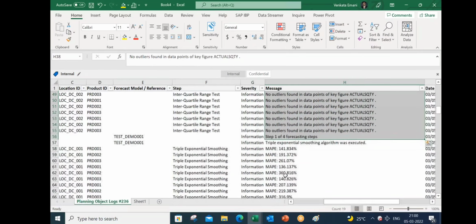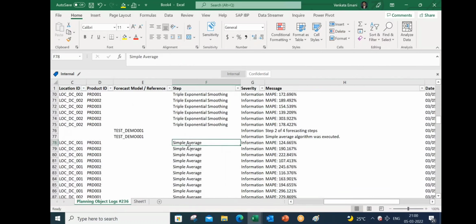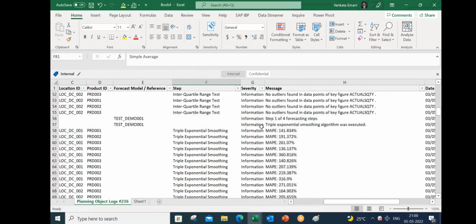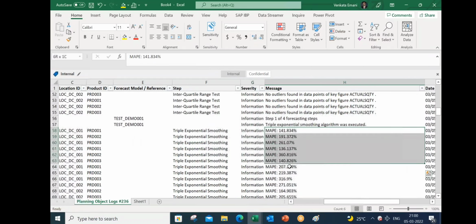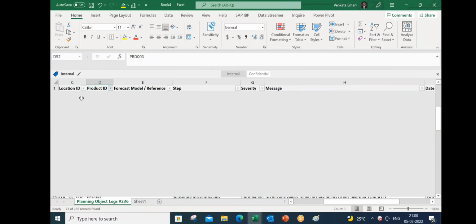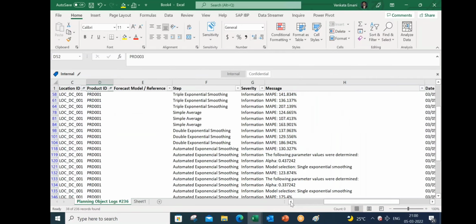After that, the system first generated triple exponential smoothing. Then it generated simple average for all the combinations. It is calculating MAPE for all combinations and showing what the MAPE is. Now, if I just make this one product, one location and one customer.